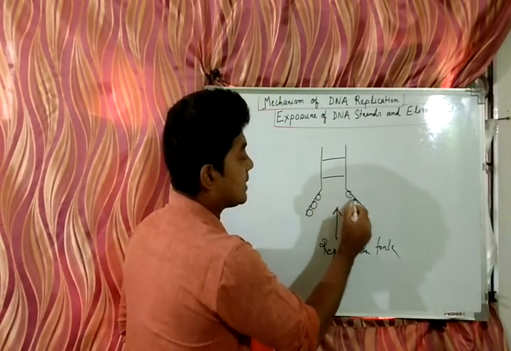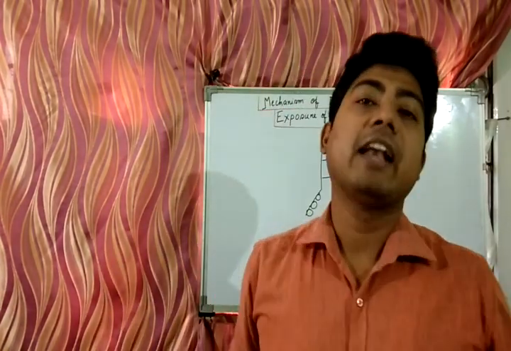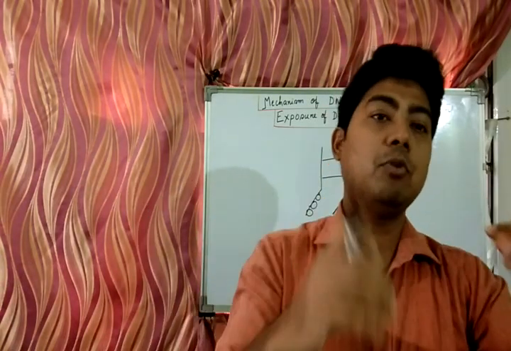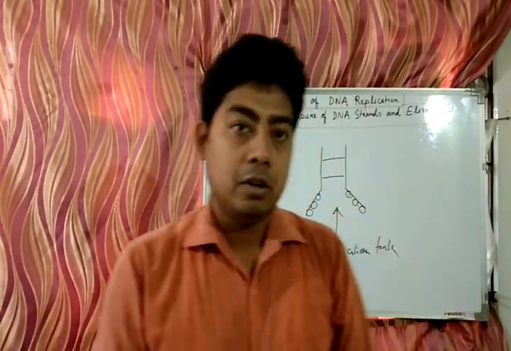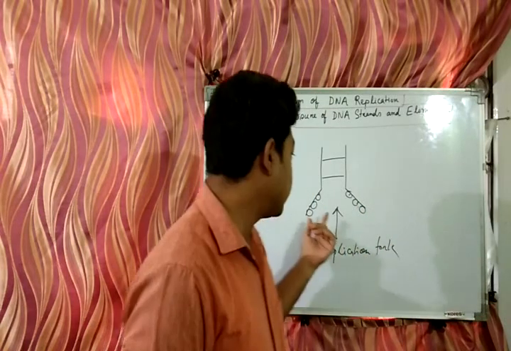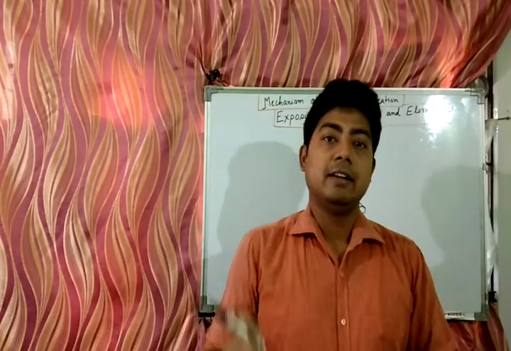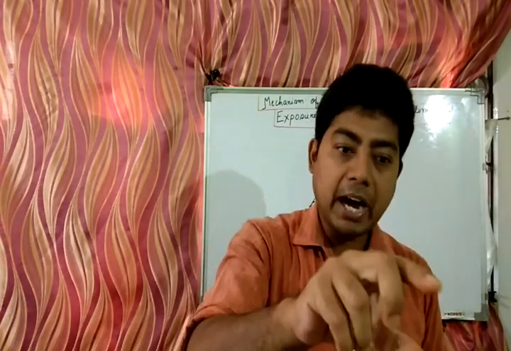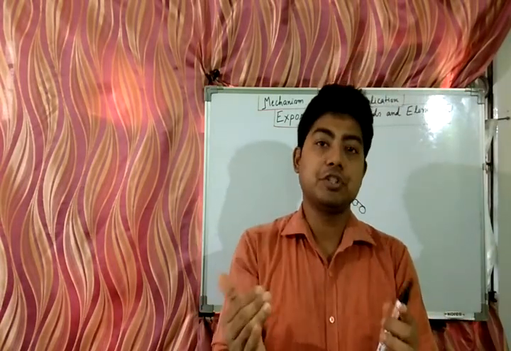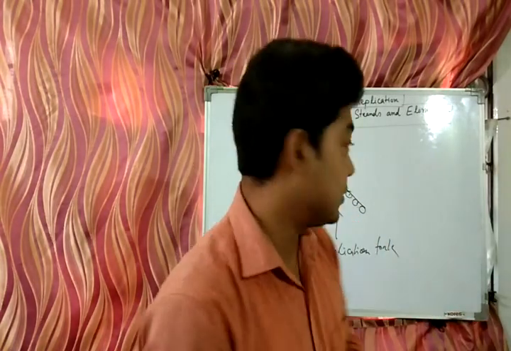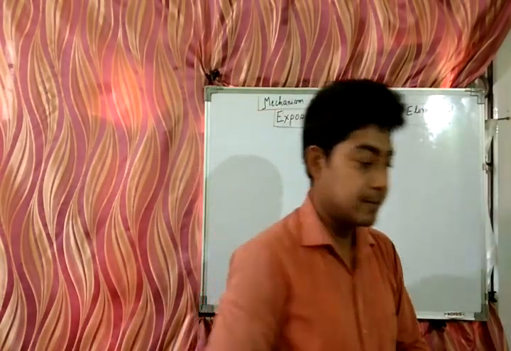Single-stranded binding protein, SSB, binds with this single-stranded DNA so that it cannot again form hydrogen bonds or become double-stranded before the replication process. I already discussed SSB and the helicase enzyme in my previous lectures. Generally they bind at the origin, which is an AT-rich region. Why AT? Already discussed in my previous lectures. So now after opening, we move to the elongation phase.